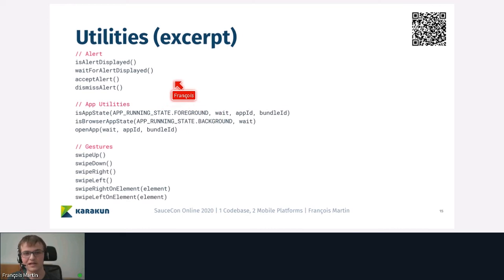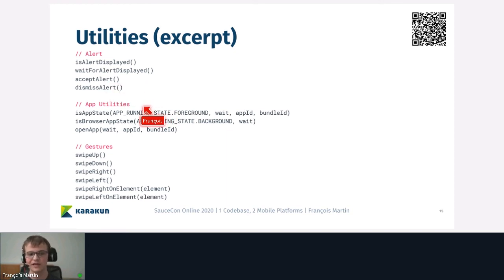Then if we have a look at the utilities that we provide, it's not only the selectors that you've seen earlier. There are also utilities that help you tackle the issues that you normally have with cross-platform testing. For example, the way that you accept an alert, dismiss an alert, or check if an alert is displayed is different on iOS and on Android, and this encapsulates that for you.